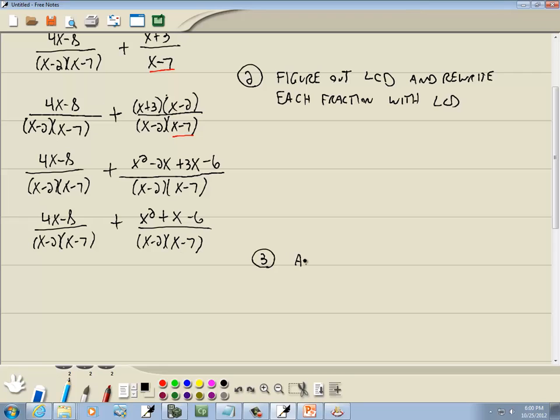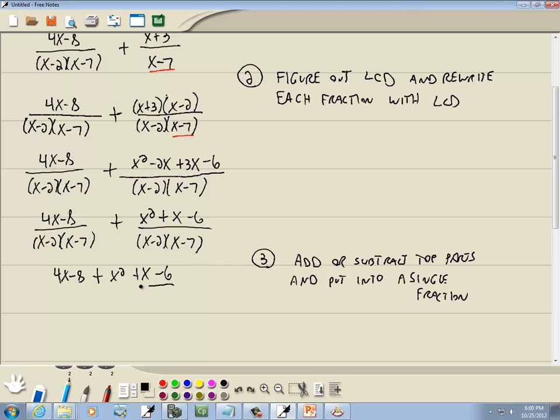Now step 3. Add or subtract the top parts, the numerators, and put into a single fraction. So we got 4x minus 8 plus x squared plus x minus 6 all over x minus 2, x minus 7.